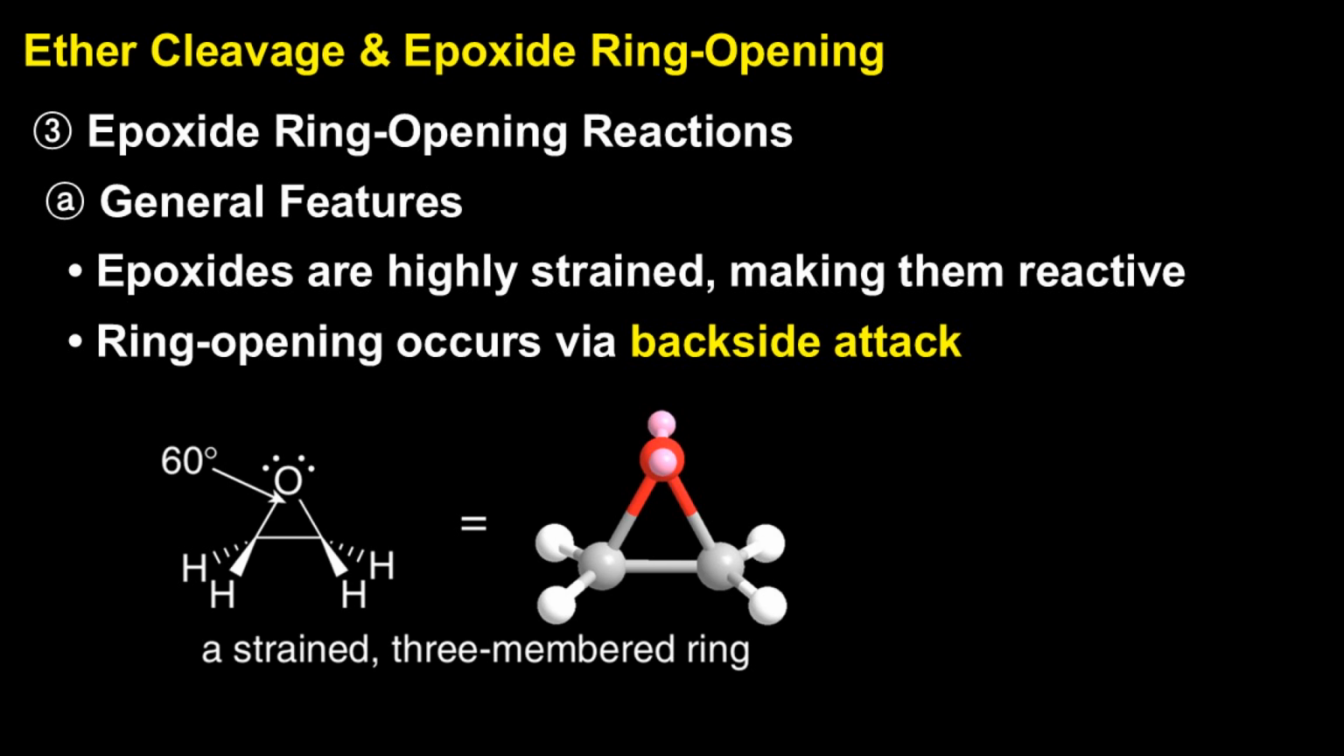The ring breaks through a backside attack, just like in an SN2 reaction. That means the nucleophile attacks from the opposite side, which inverts the stereochemistry at that carbon. And since the bond angles in a three-membered ring are only about 60 degrees, breaking the ring relieves that strain, and that's what drives the reaction forward.